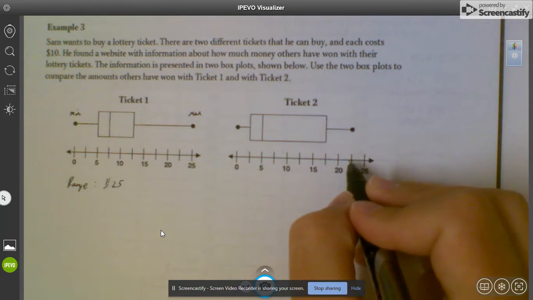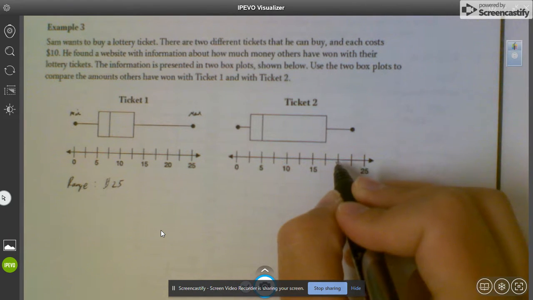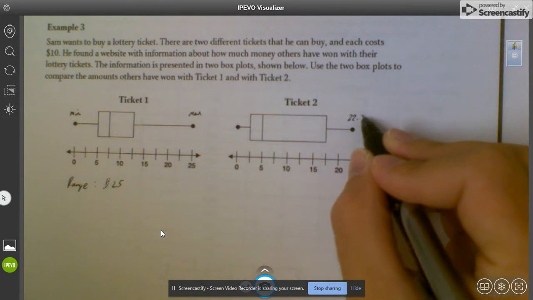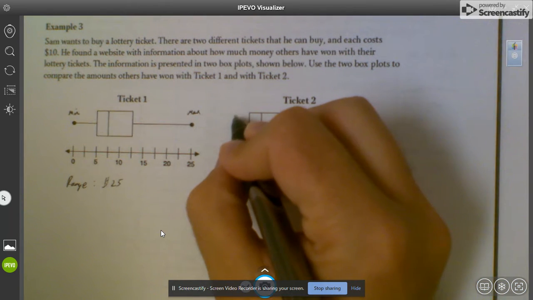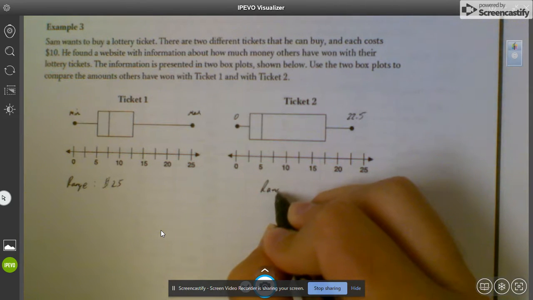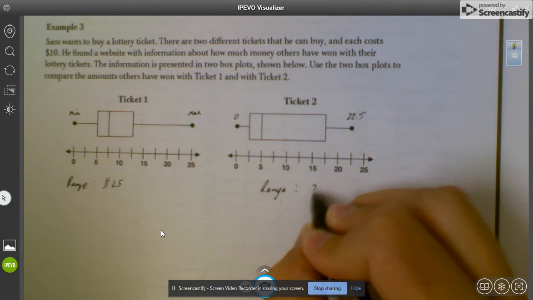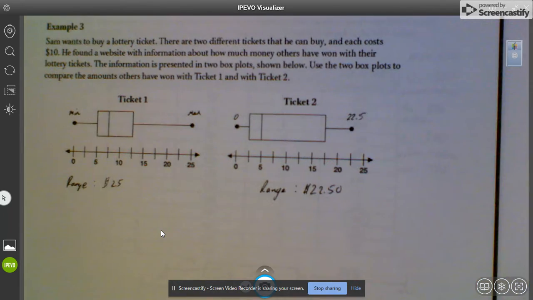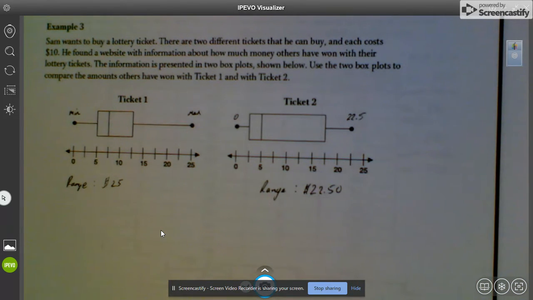And for the other one, here's 25, here's 20. So it's like we're halfway through. So that's probably what, 22.5. So the range here is 22.5. So $22.50. Okay. So roughly similar. Okay. Nothing drastic there.